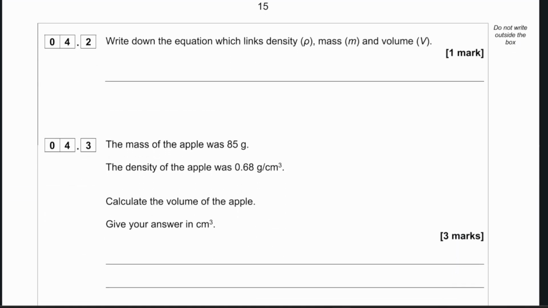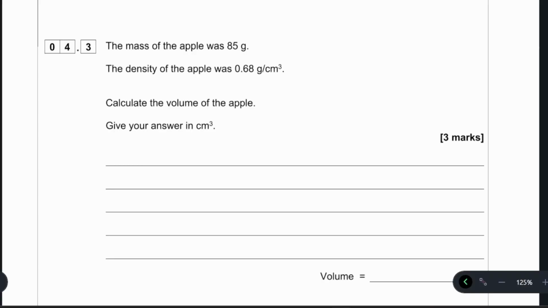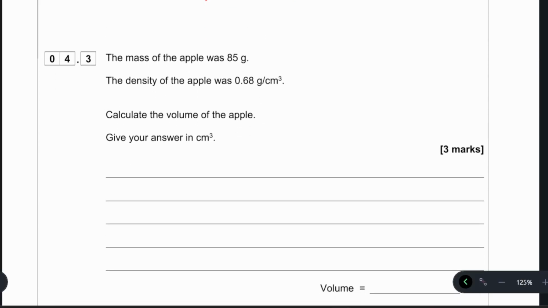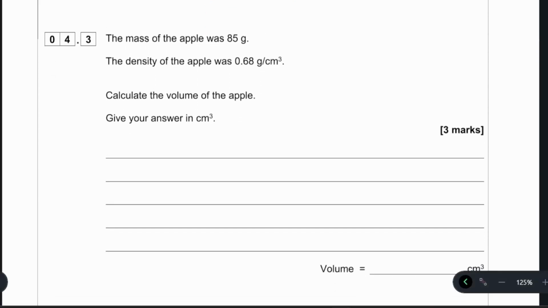4.2, write down the equation which links density, mass, and volume. Essentially, the density, rho, is equal to the mass divided by the volume. Okay. And as expected, we've written down the equation. Now we're going to be asked to apply it. So the mass of an apple is 85 grams. The density is 0.68 grams per centimetre cubed. We want to calculate the volume of the apple. And something quite key here is that we want to give our answer in centimetres cubed.